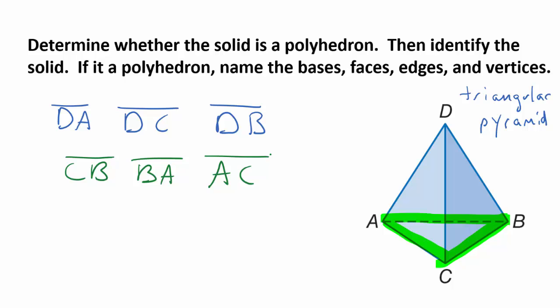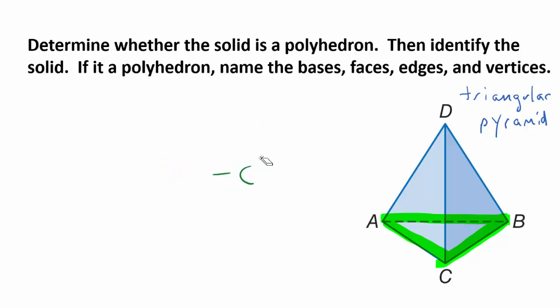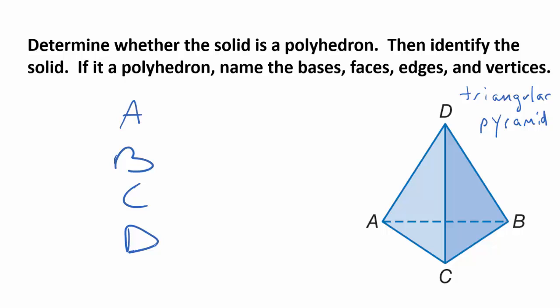Lastly, we're going to talk about the vertices. Now, if we're just talking about the vertices of the polyhedron, that would just be all the points. So I'm just going to say A, B, C, and D. But remember, the vertex of this triangular pyramid is going to be this one here at the top. If I'm asking what the vertices of the polyhedron are, it would be these 4 here. But if I asked you what the vertex of the pyramid was, that would be this guy here.